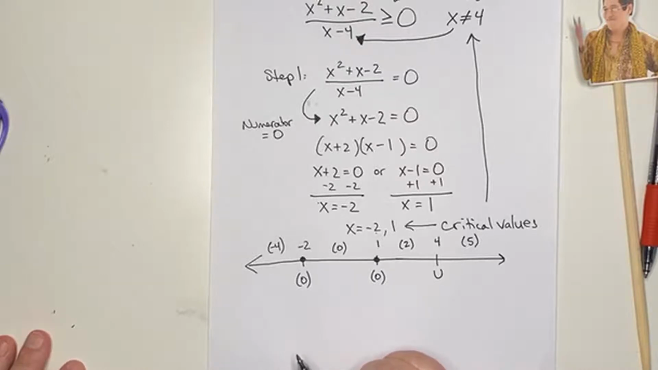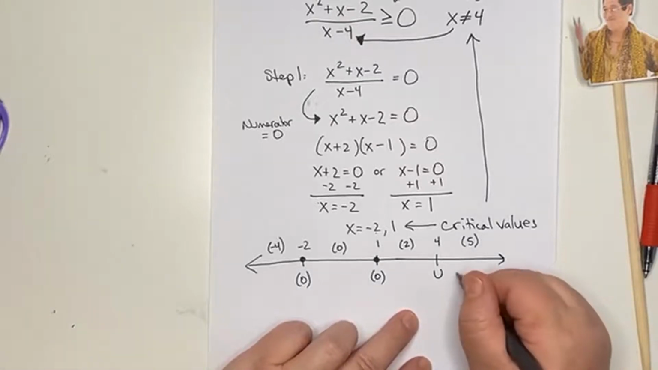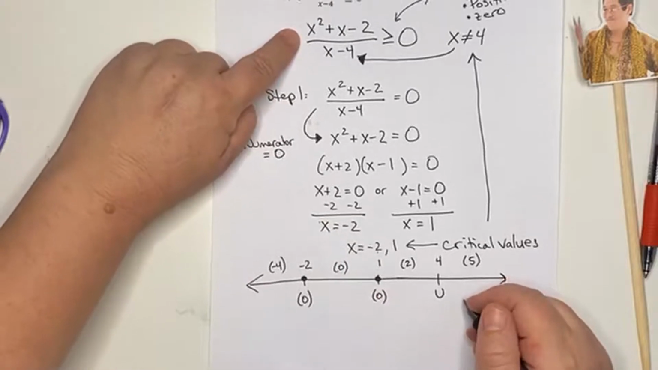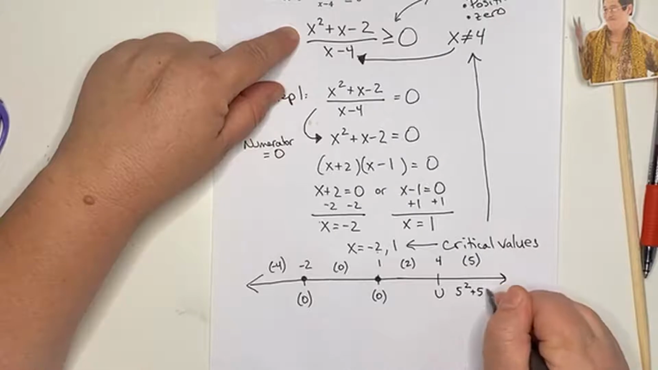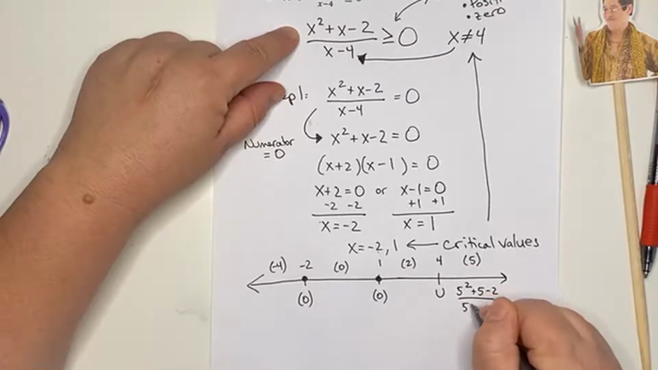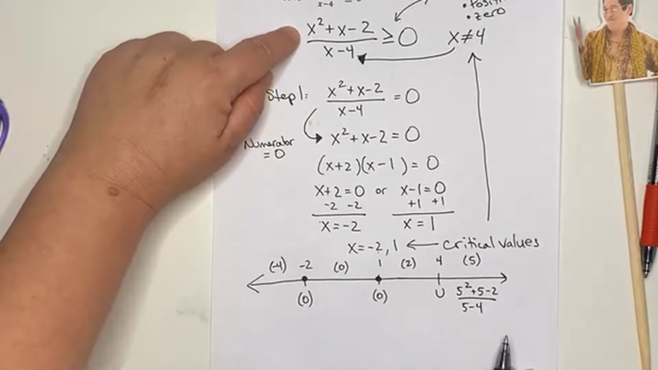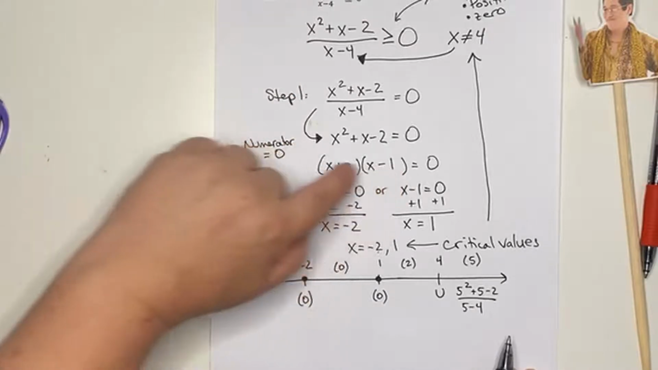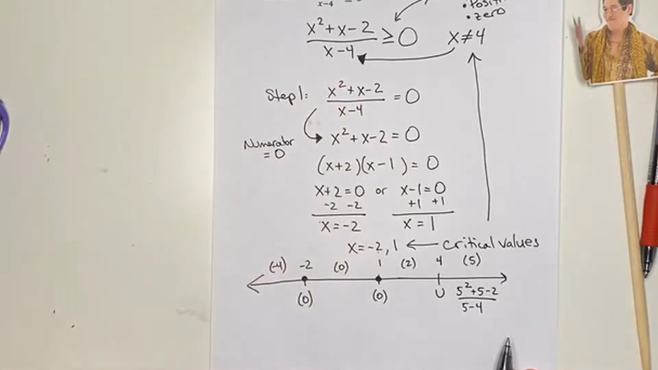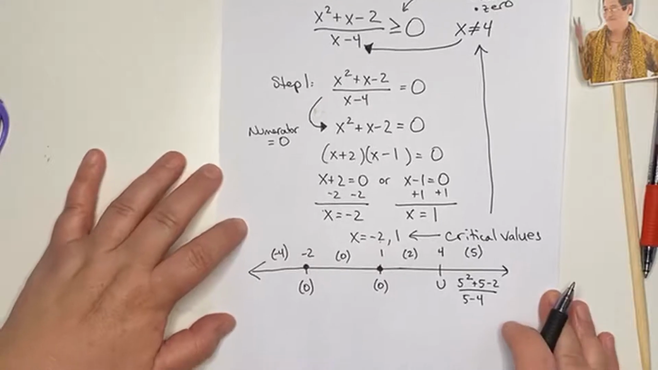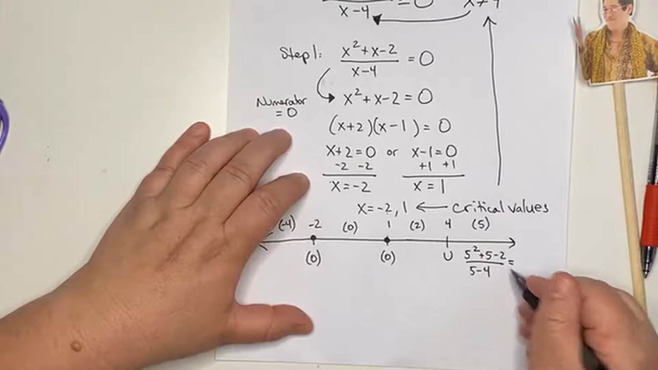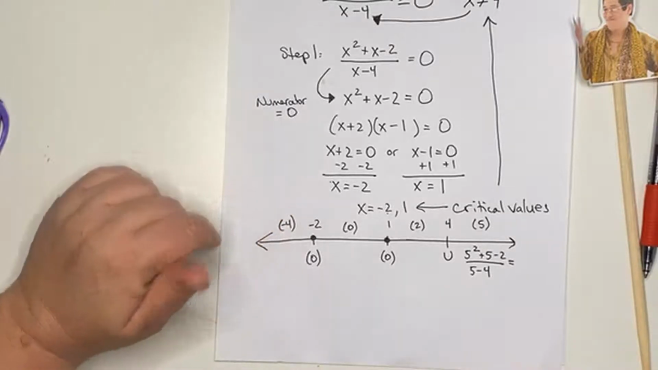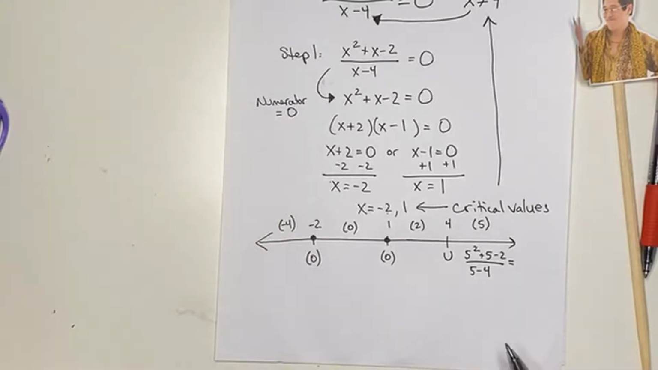Okay, so where should we start? I'll start over here. Why not? I'm going to test 5 squared plus 5 minus 2 all over 5 minus 4. Now, some people would actually test these. There's a sneaky way to do this. I'm not showing you that way right now. But there is a shortcut. So if you're interested, come talk to me and say, is there a shortcut? Because I would love to use the shortcut. And I would say, absolutely, there's a shortcut.